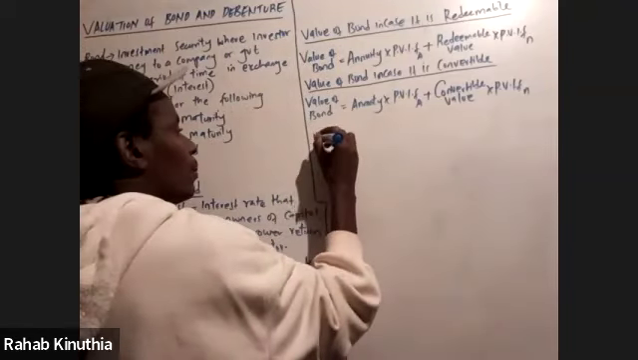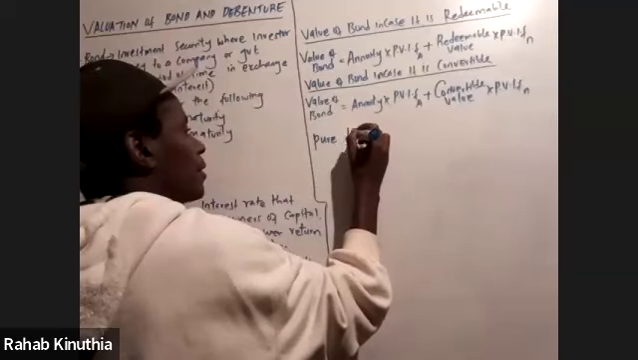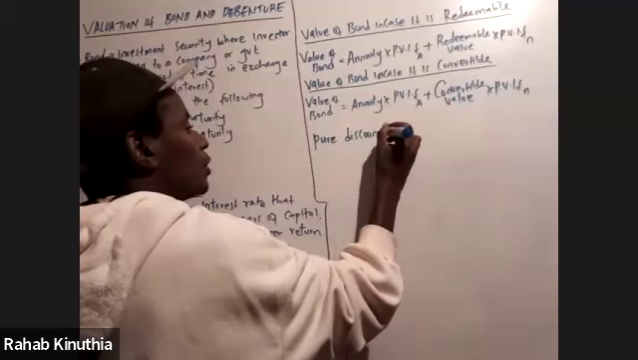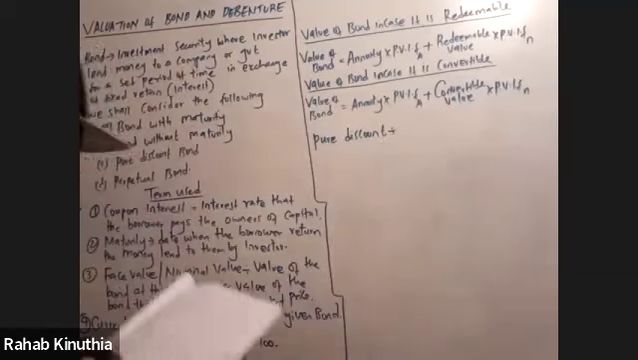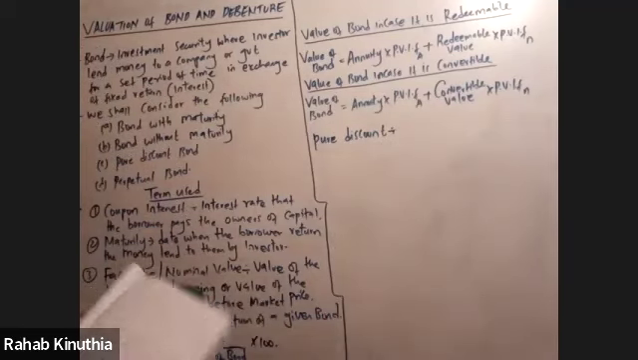Next, pure discount. Then you can say this is a discount. So pure discount bond.